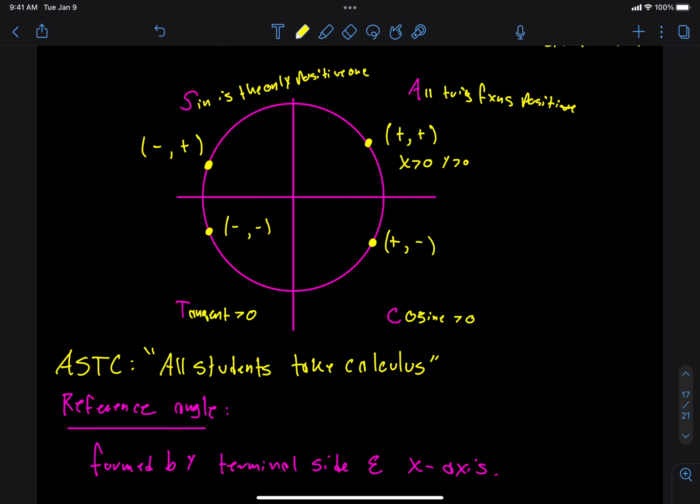Okay? Actually, there's two angles formed by the terminal side and the x-axis. We want the smallest one. Smallest angle formed by the terminal side and the x-axis. So for example, if we did 250 degrees here, what would be the reference angle? Well, we want to form the angle between our terminal side and the x-axis. So the x-axis is this one. So which is the angle? Are we going to have angle 1 or angle 2 be our reference angle?